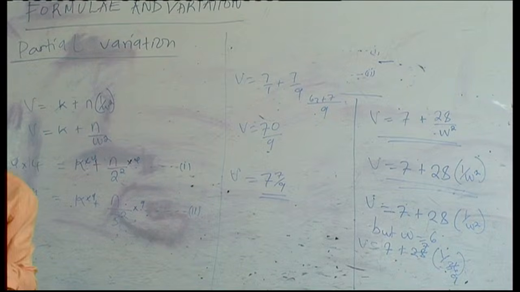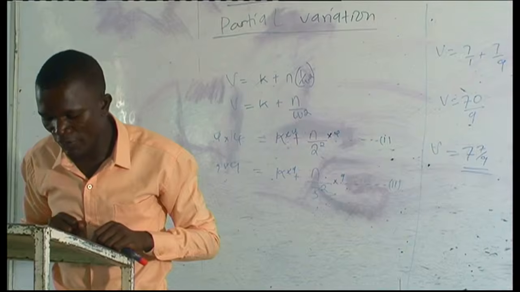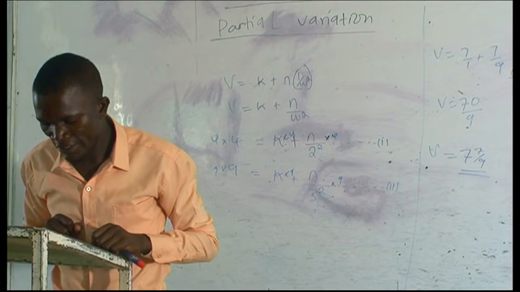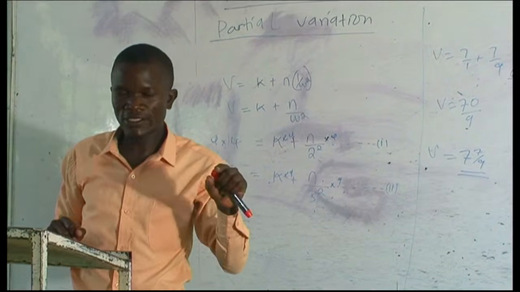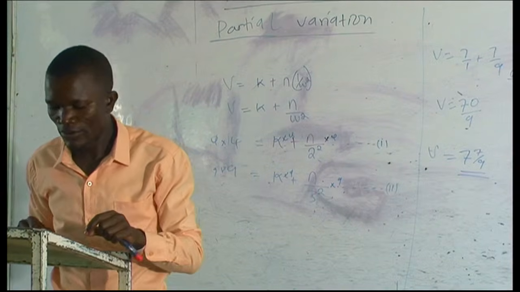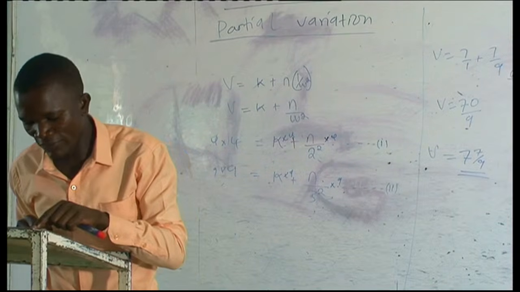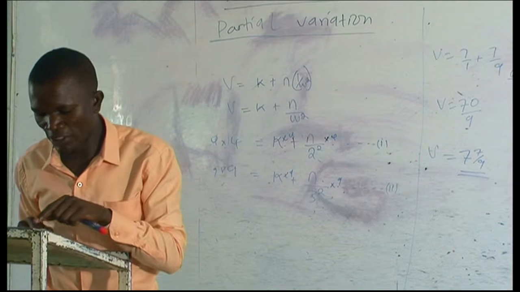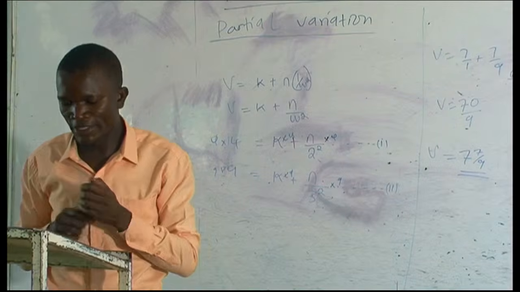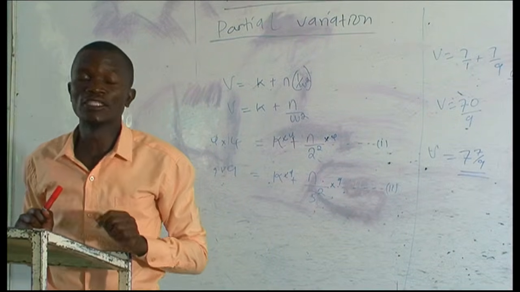Now let's go to number 2. Let's go back to number 2. Learners, example number 2 is giving us a quantity P which varies partly as T and partly as the square of T. When T is 20, P is 45. And when T is 24, P is 60. Find P when T is 32.